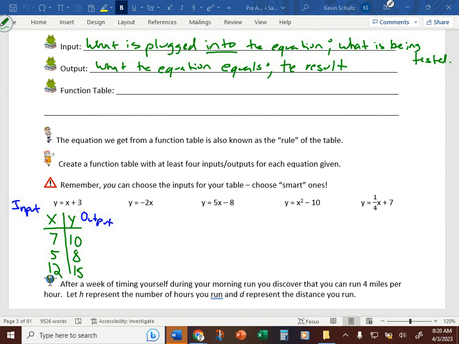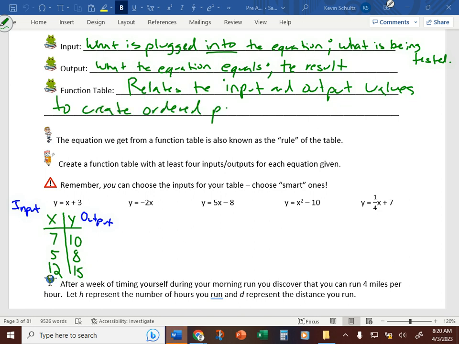And what the function table does is it relates the input and output values to create ordered pairs to be graphed. And that's ultimately where we're heading with this, right?